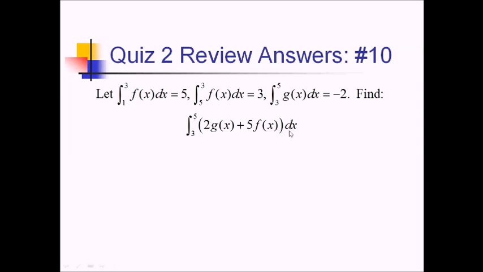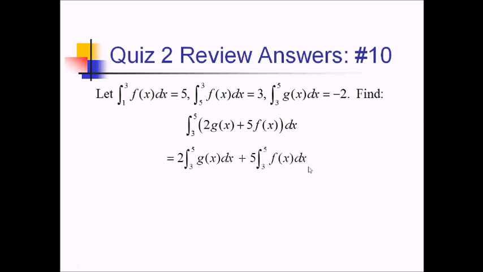For this problem, we want the integral from 3 to 5 of 2g of x plus 5f of x dx. So using our integral rules and properties, we're going to split this up. Since I'm adding two things together, I can split that up into two different integrals. And while I'm at it, I'm going to take out this 2 and this 5 in each of those individual integrals. So my first integral, I'm going to have 2 times the integral from 3 to 5 of g of x. And for the other one, I'm going to have plus 5 times the integral from 3 to 5 of f of x dx.